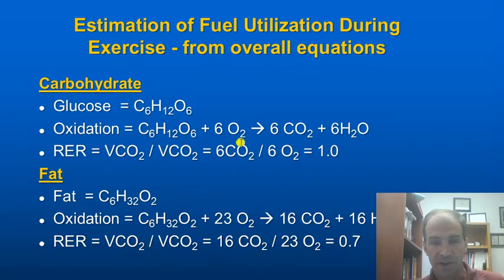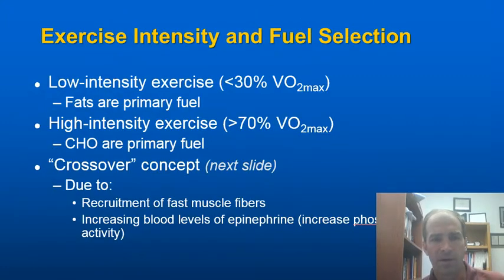If you look at our fats, 23 oxygen, 16 CO2, do the math, it's 0.7. And so that's where we get these numbers from. And it's not just arbitrary. These actually come specifically because of the chemical structure and when we're oxidizing these macronutrients to utilize them to form ATP. All right, so what's the benefit of knowing this?